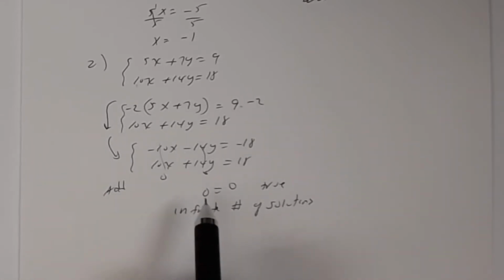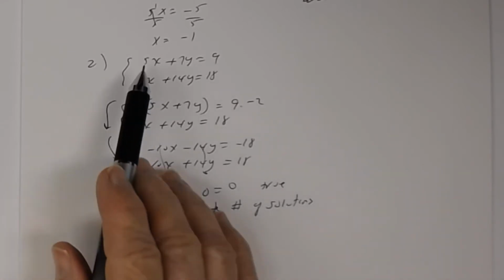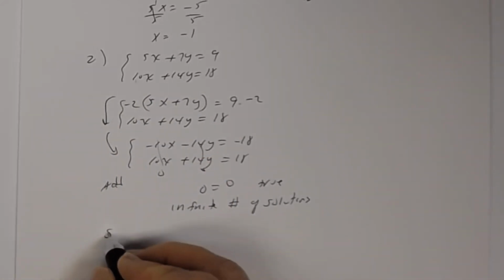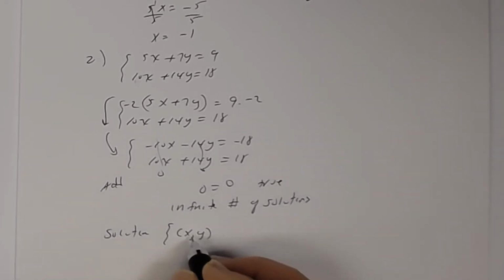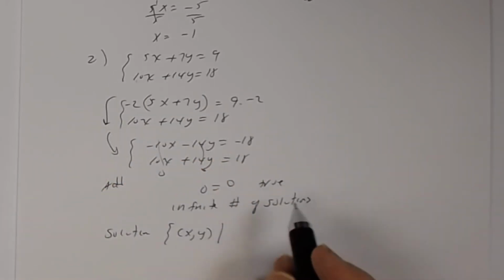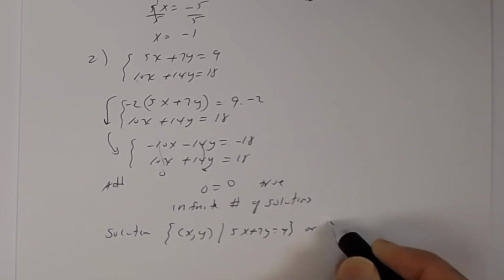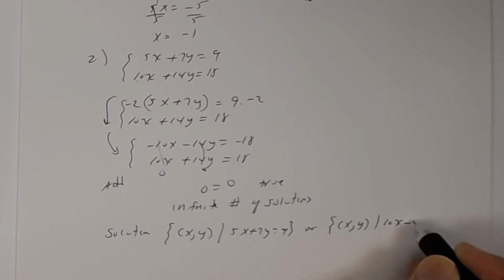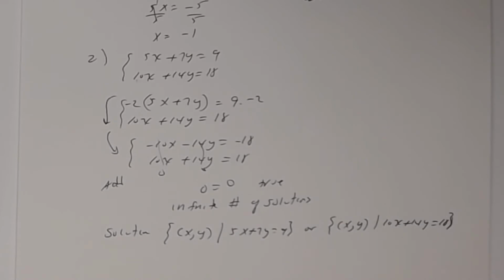But there's a certain way that in this course you want to write your solutions. Since it's an infinite number of solutions, the ordered pairs will have either this form or this form. It doesn't matter which one it is. So your solution is the set of xy coordinates, (x, y), such that, and just write one of the equations from the original problem, 5x plus 7y equal 9. Or you could have said the set of (x, y) such that 10x plus 14y equal 18. Either one of those would have been fine.